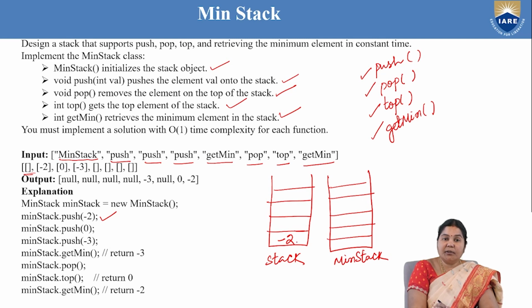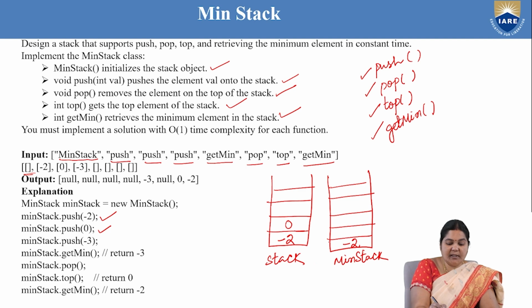Now, as there is only one element, what will the mean stack contain? The purpose of mean stack is to hold the minimum element at the top of the stack. As there is only one element, that element is the minimum element. So, we will push the minimum element onto the mean stack also. Next, we have to push 0. So, in the regular stack, we will push 0.